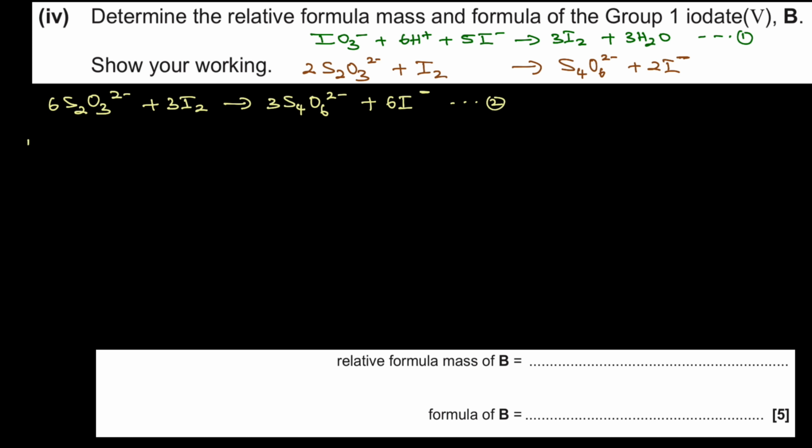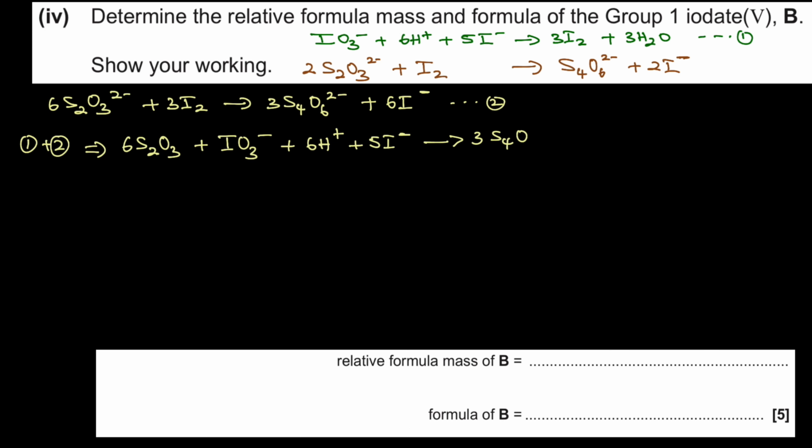We add 1 plus 2 together, what would we get? We get 6S2O3 2-, because the 3I2 we cancel out. We're going to get plus IO3- plus 6H+ plus 5I-, and that would go to 3S4O6 2- plus 6I- plus 3H2O.